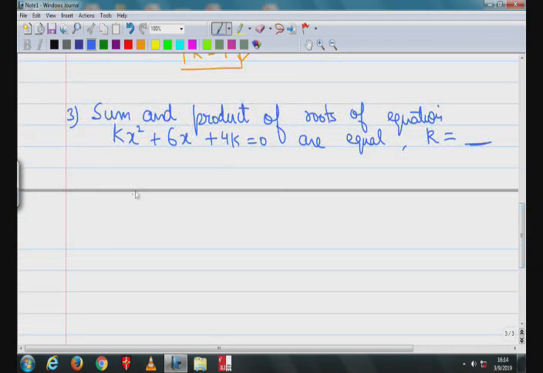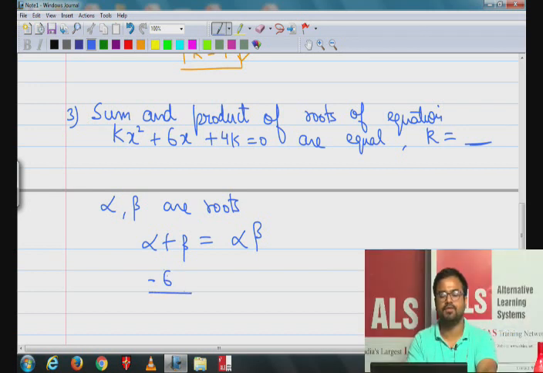Sum and product. Let's say alpha and beta are the roots, then the sum of roots is equal to the product of roots. That is according to the question. Sum of roots is given by minus b by a, so minus the coefficient of x over the leading coefficient a, and product of roots is given by c by a. So, 4k over k.